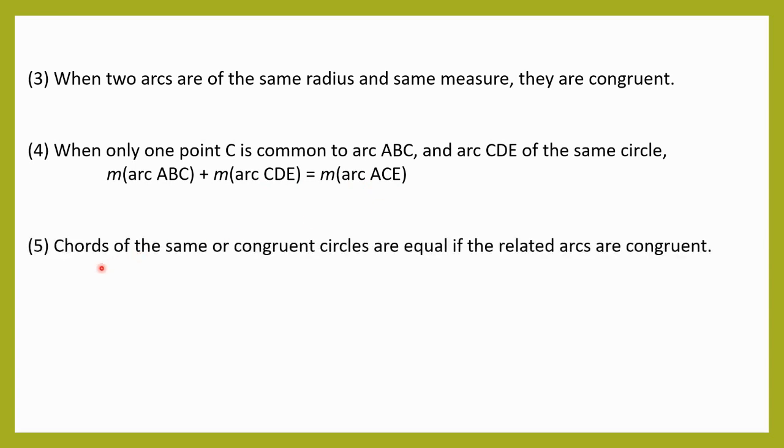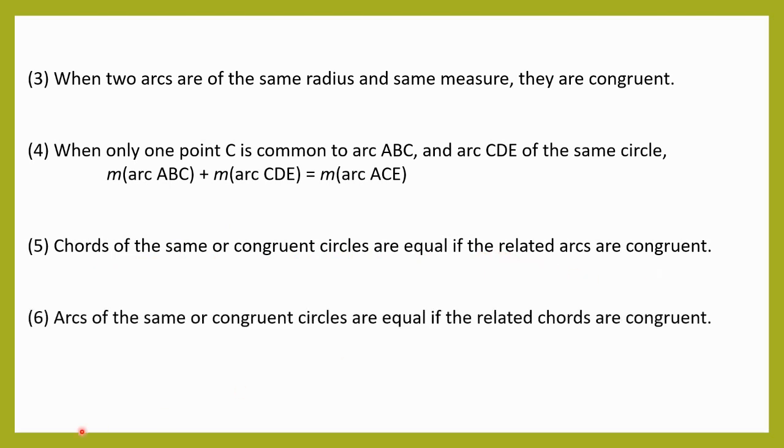Fifth is a theorem. Chords of the same or congruent circles are equal if the related arcs are congruent. Sixth is the converse of the theorem, which says arcs of the same or congruent circles are equal if the related chords are congruent.